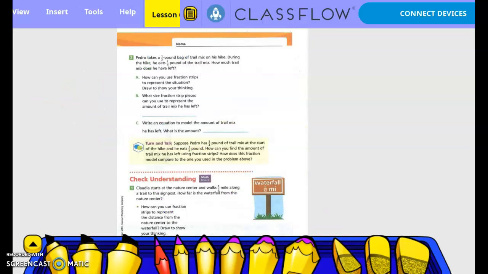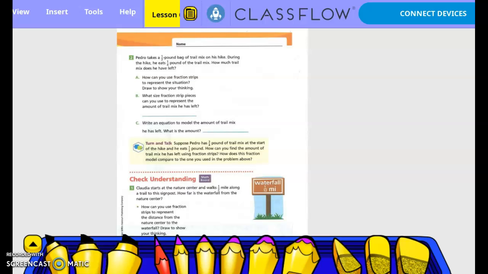Number 2. Pedro takes a half pound bag of trail mix on his hike. During the hike, he eats 1/4 pound of the trail mix. How much trail mix does he have left? How can you use fraction strips to represent the situation? Draw to show your thinking. So, would we need the one whole piece this time?